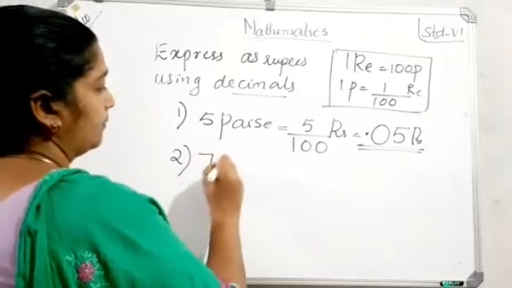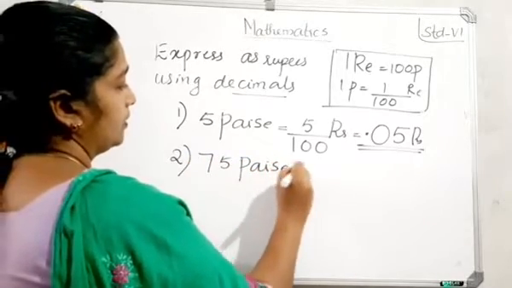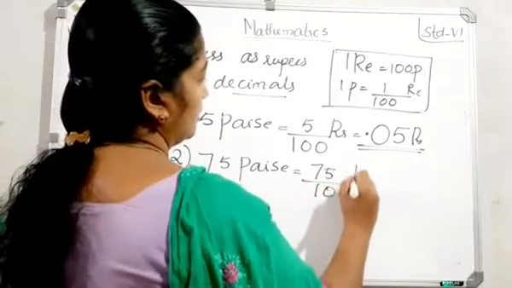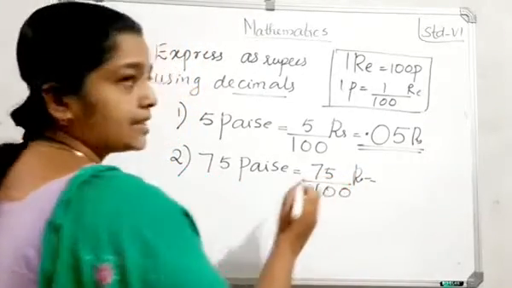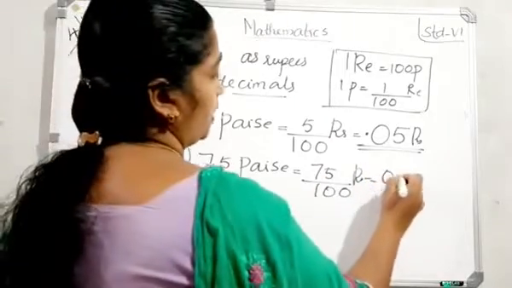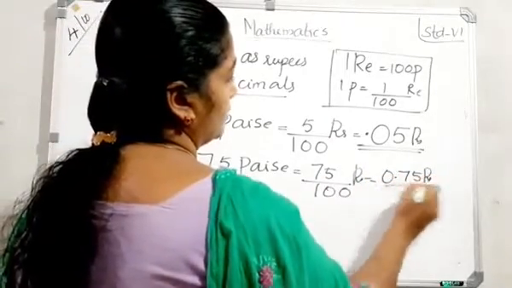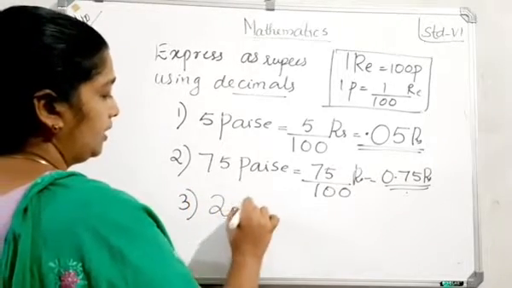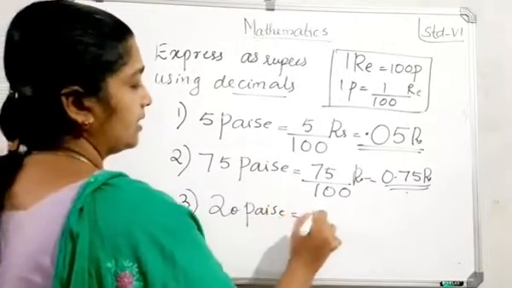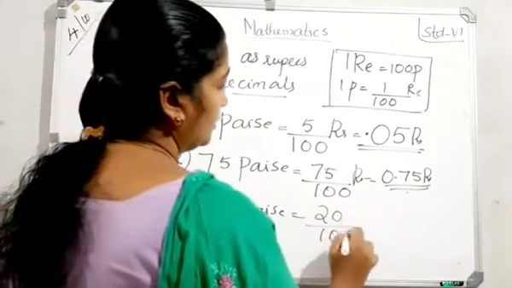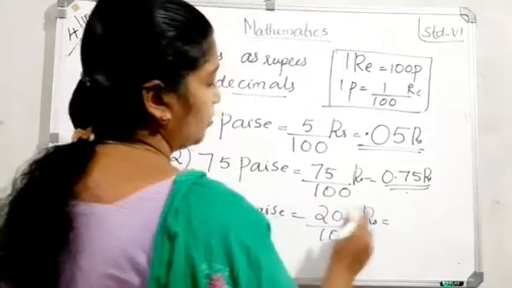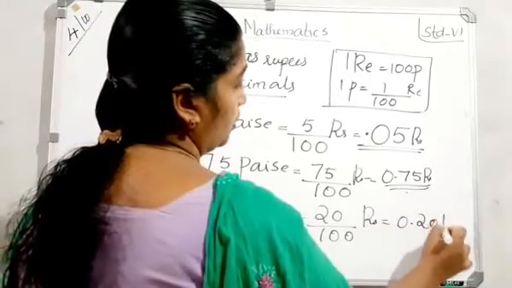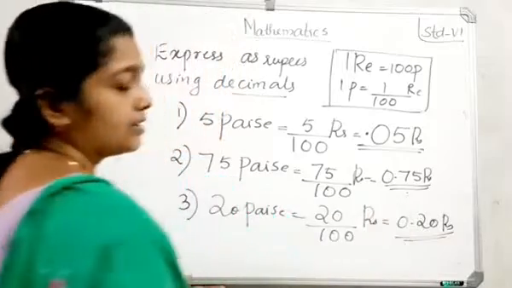Next question, question number 2. 75 paise. Say the answer. 75 by 100 rupees. That equals 0.75 rupees. Next question, 20 paise. Say yes, 20 by 100 rupees. That equals, a number divided by 100. So 0.20. Yes.